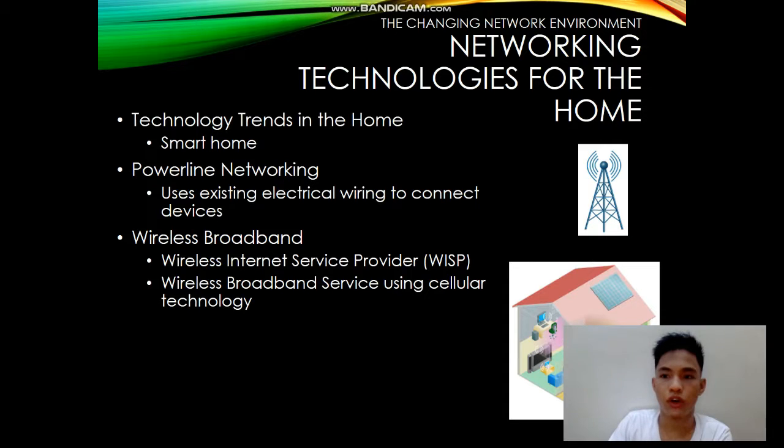Networking technologies for the home. Technology trends in the home include smart home, power line networking, which uses existing electrical wiring to connect devices, and wireless broadband, through a wireless internet service provider or WISP, using cellular technology.